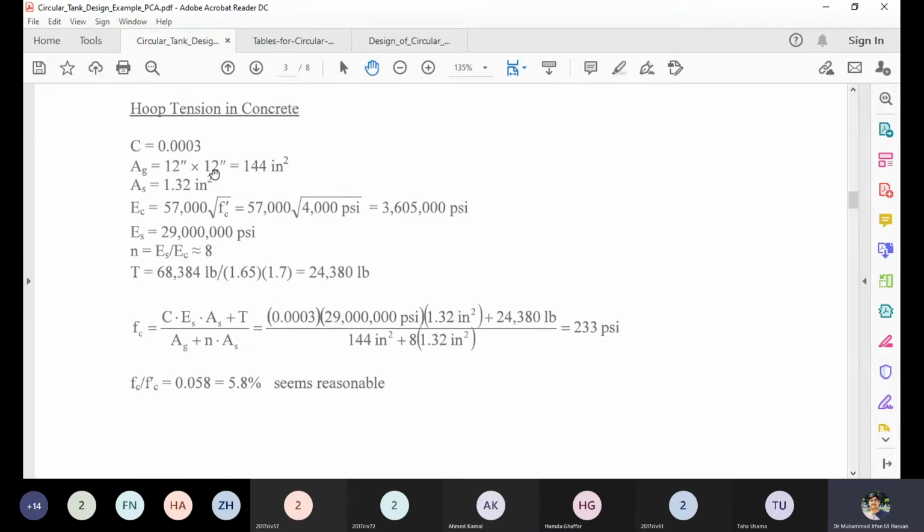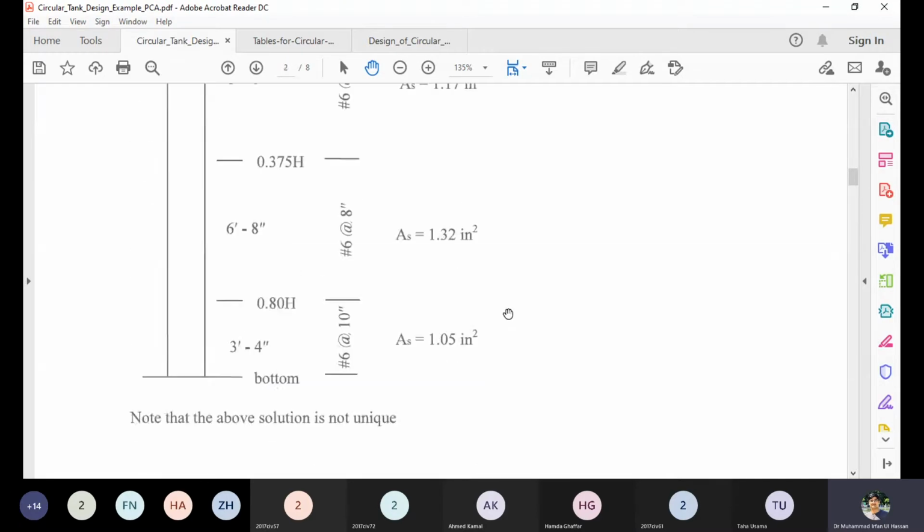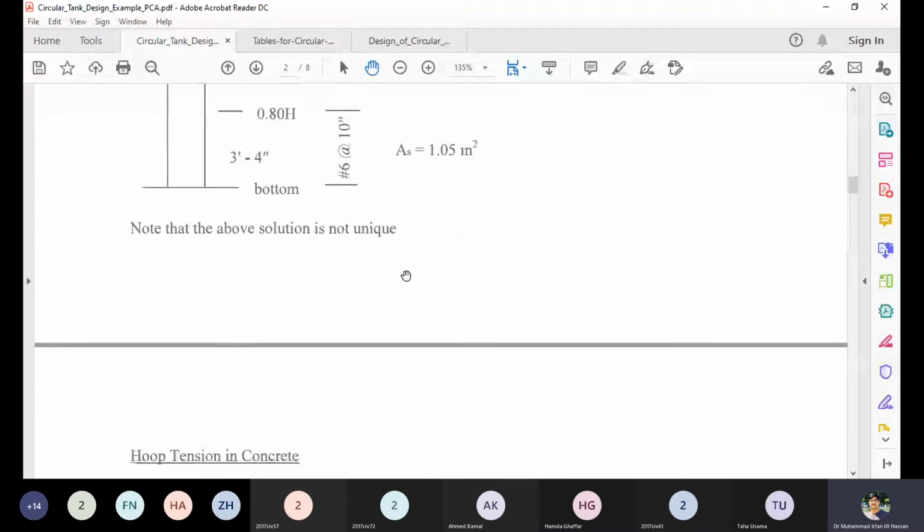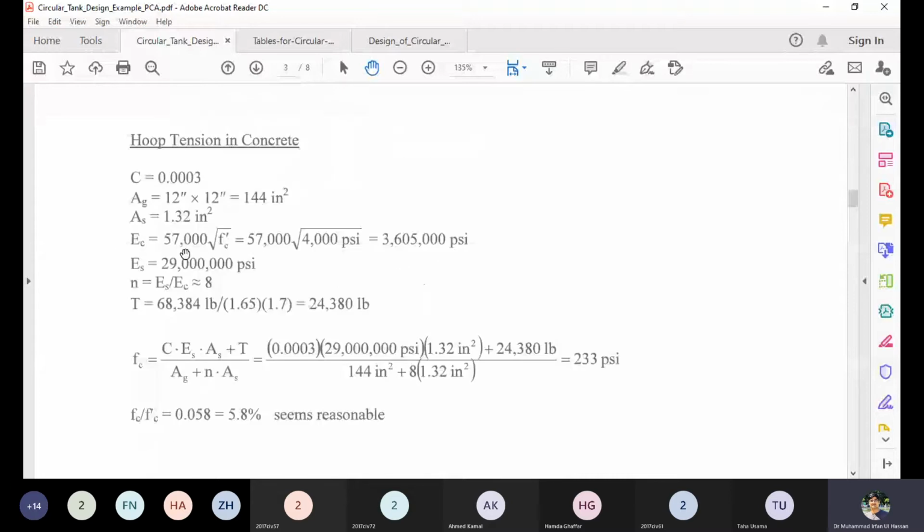We are considering the effective cross section as 12 by 12 inch for the unit width. As, you have computed, the maximum As provided is 1.32, and Ec is 57,000 √fc' in the FPS system of units. Es is also given. The modular ratio is computed.